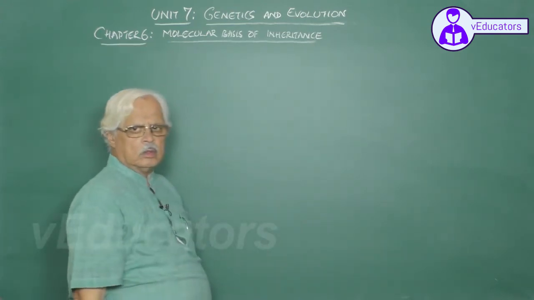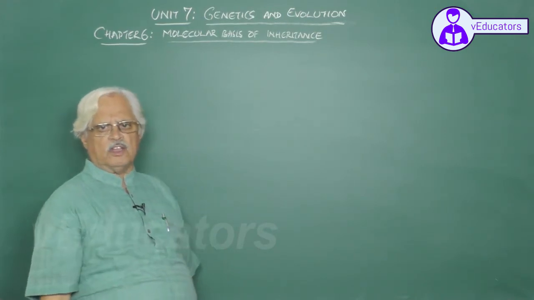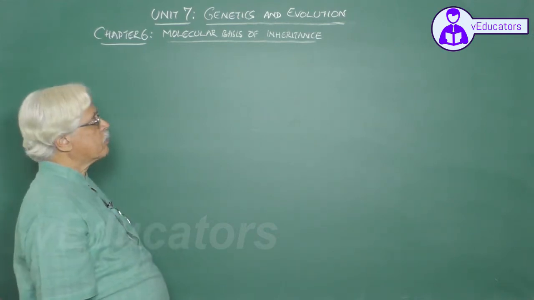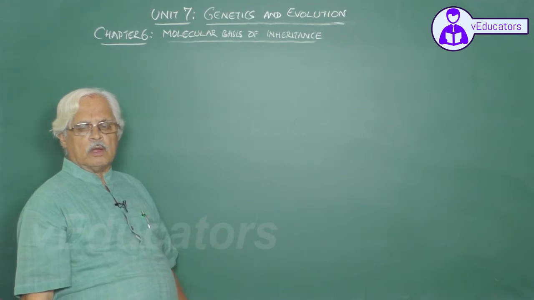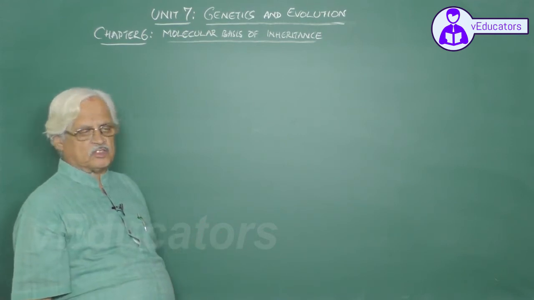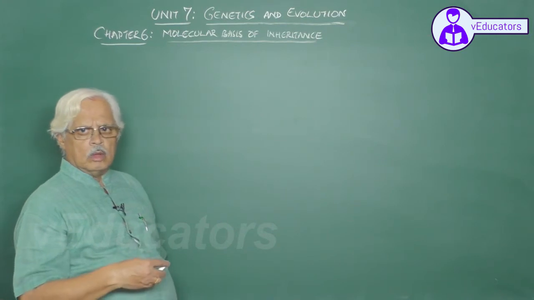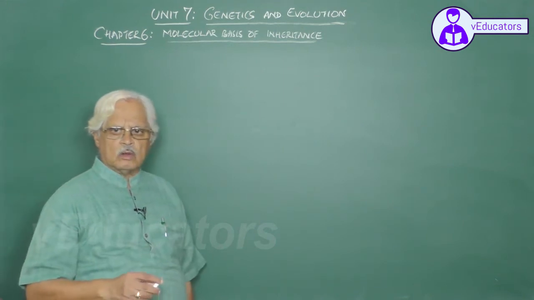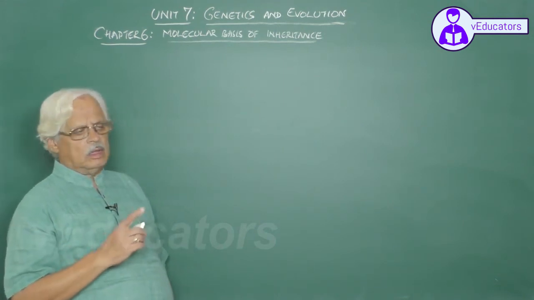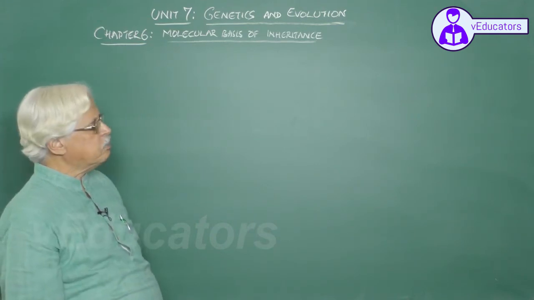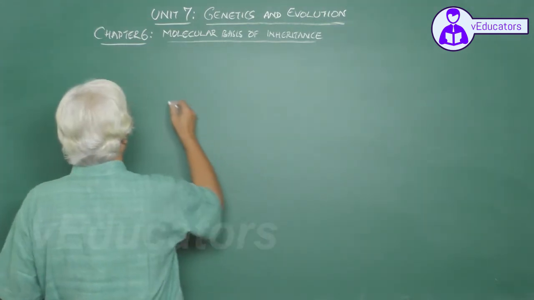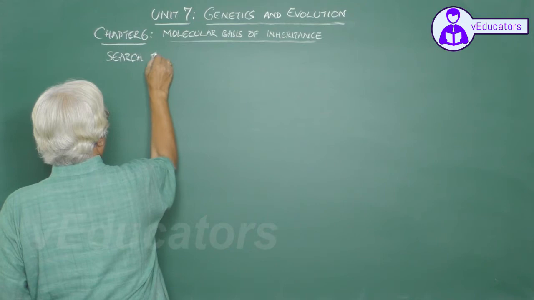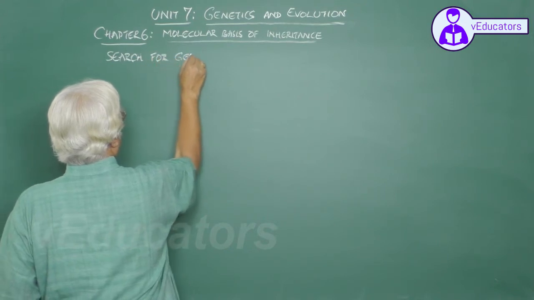So far, we have been discussing different patterns of inheritance, different kinds of variations and all that. At the molecular level, how does this inheritance take place? After Mendelism became popular, there was a search for the substance in the cell that is responsible for this pattern of inheritance. So, there was a search for the genetic material.